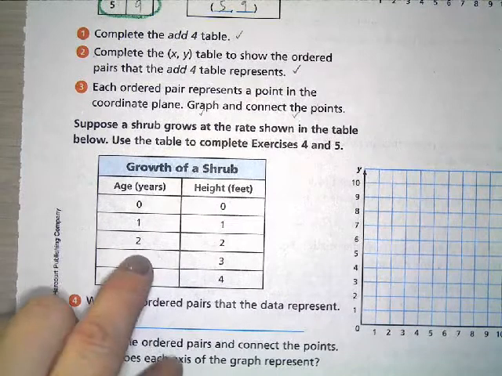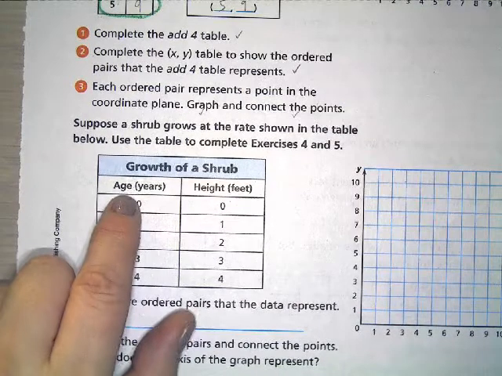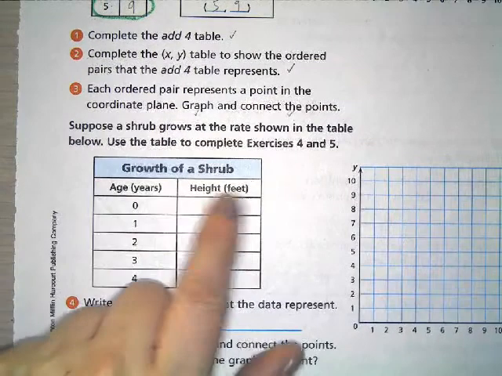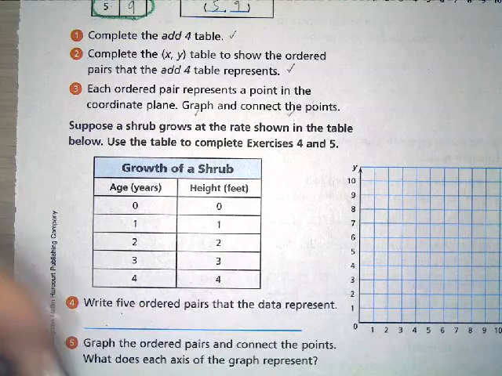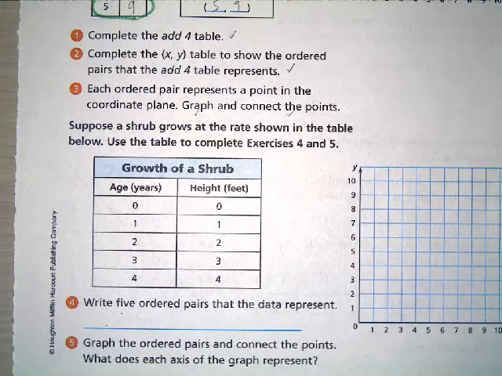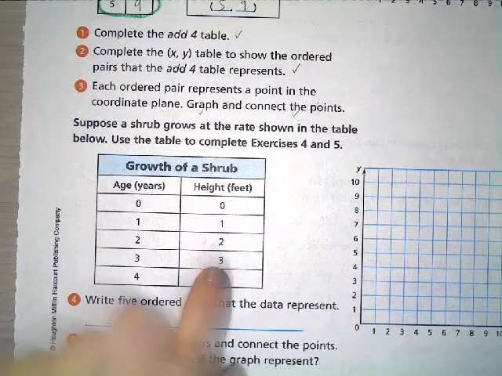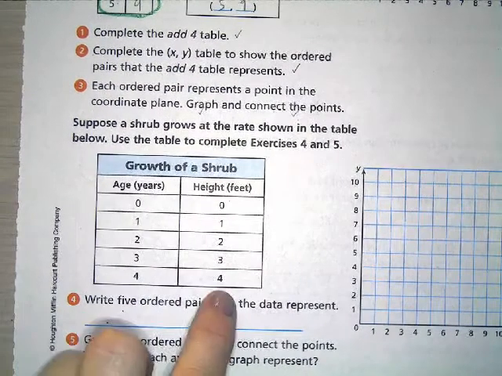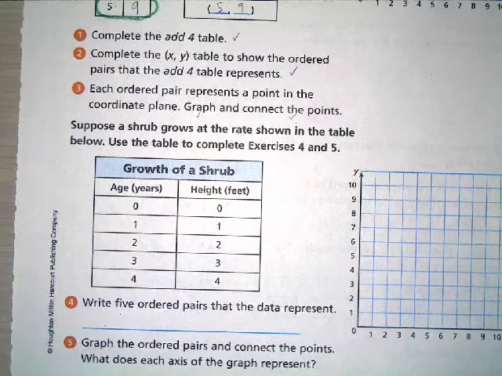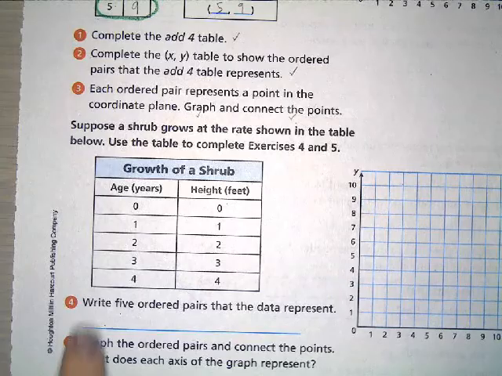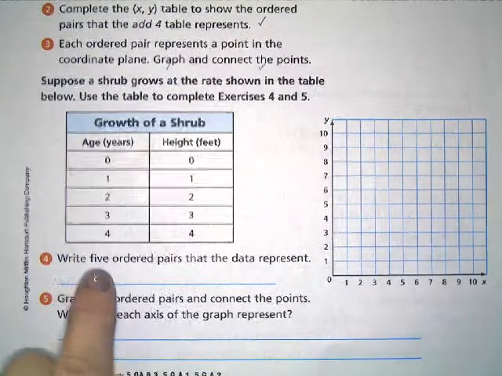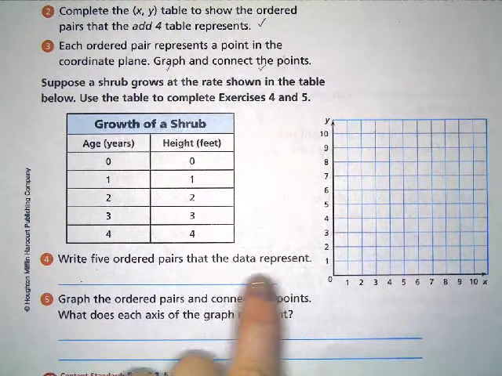So, how much do you think it grows in a year? Let's look at this. When it was 2 years of age, it was 2 feet in height or tall. So if in 1 year it was 1 foot, and in 2 years it was 2 feet, in 3 years it was 3 feet, in 4 years it was 4 feet. It's growing a foot every year. Do you understand that connection?